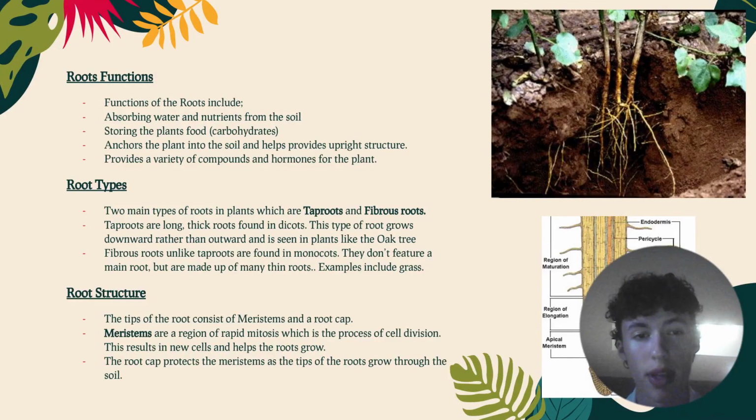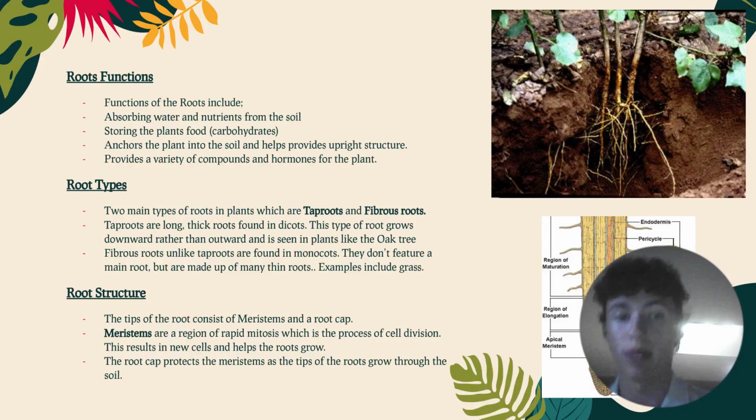The root types. There are two main root types, which are taproots and fibrous roots. Taproots are usually longer and thicker roots and are found in dicot plants. This type of root grows downwards rather than to the side and outwards. Fibrous roots are basically the opposite, are found in monocots, and don't feature a main root but are made up of many thin roots, and they can grow outwards instead of just down.